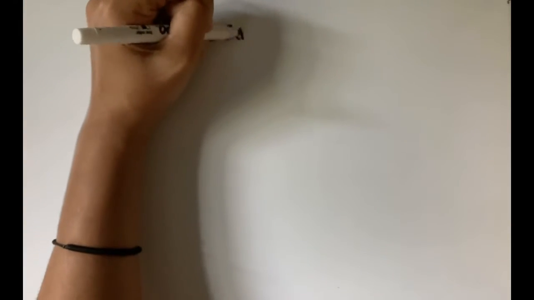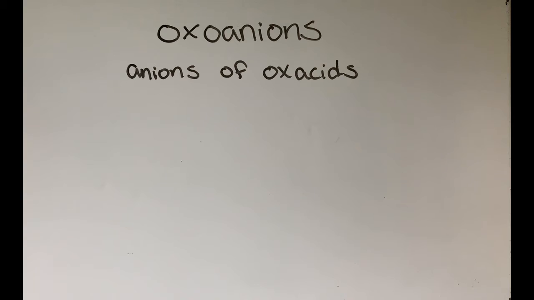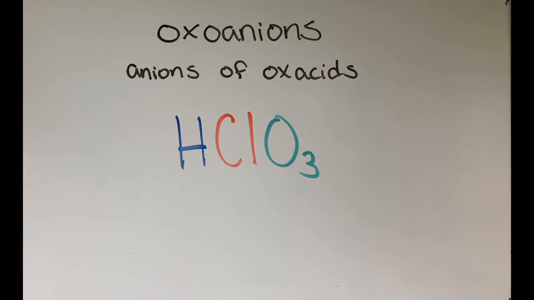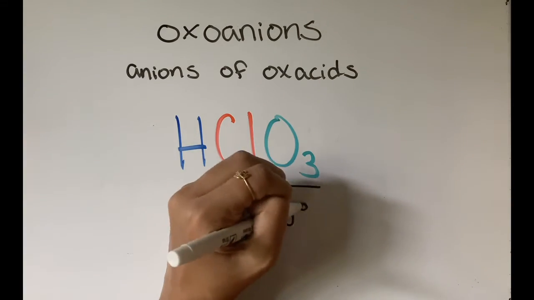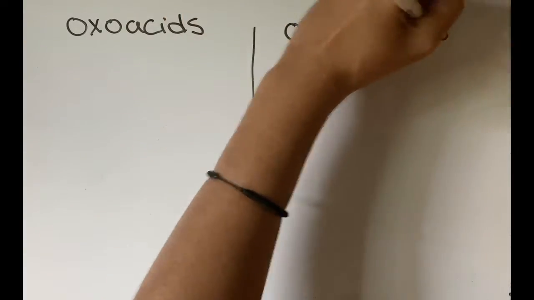The final thing we'll go over today are oxoanions. These are anions of oxoacids. I know it seems confusing, but let me explain. Some acids have anion groups within them. For example, in HClO3, ClO3 is actually an anion group of its own. Let's compare the oxoacids and oxoanions that contain chlorine.